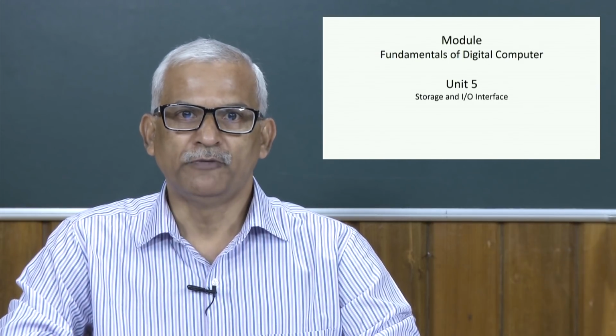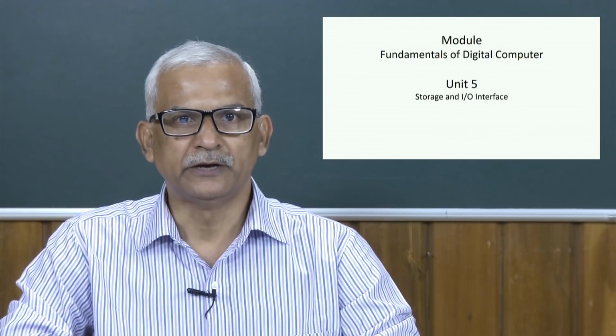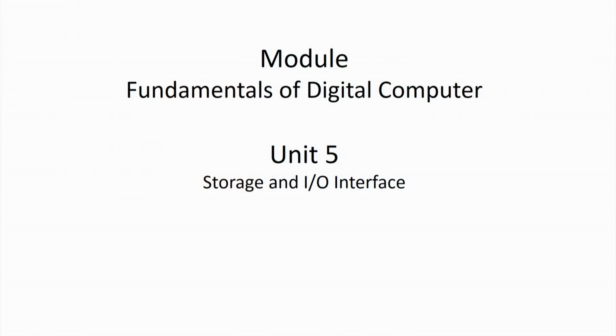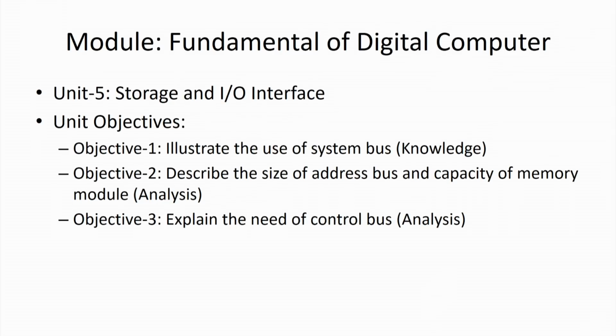We are in the module fundamentals of digital computer and this is unit number 5, and in unit number 5 we are going to discuss storage and I/O interface. Like the earlier units, for this particular unit we are going to mention the objectives. Here we have cited 3 objectives. Objective 1, illustrate the use of system bus. Again we will be dealing with this objective at the knowledge level.